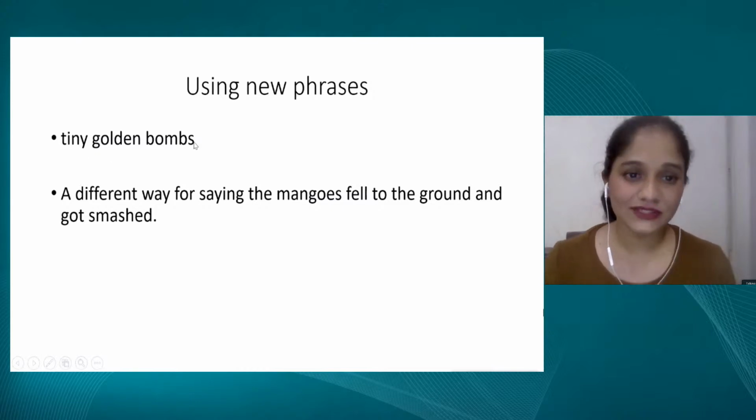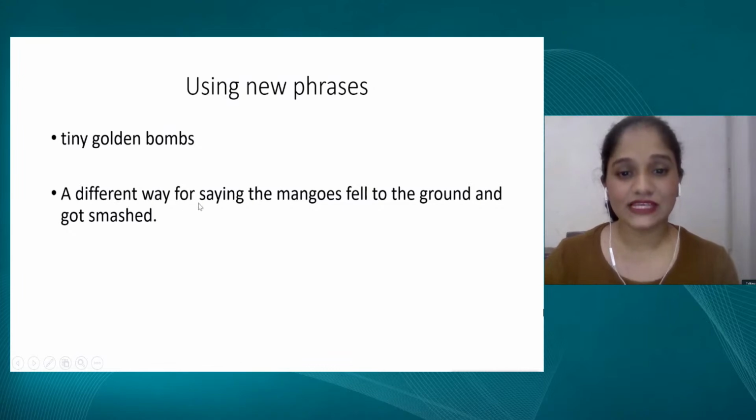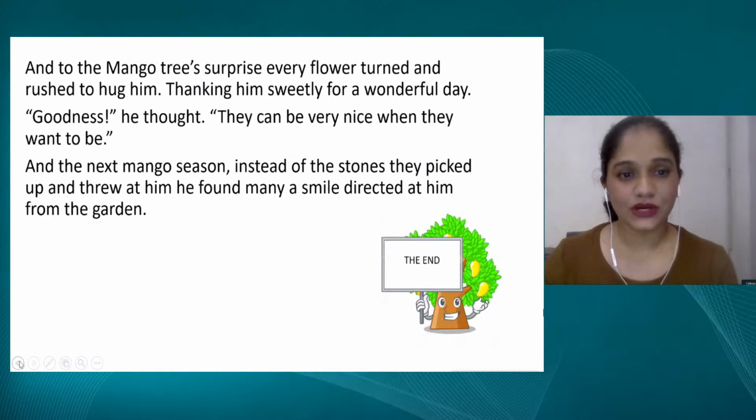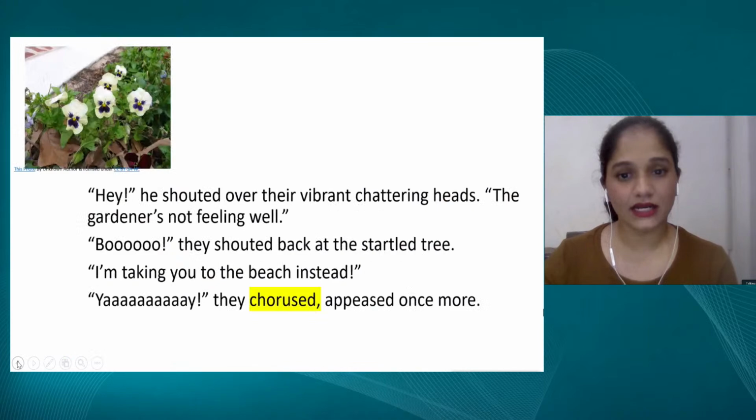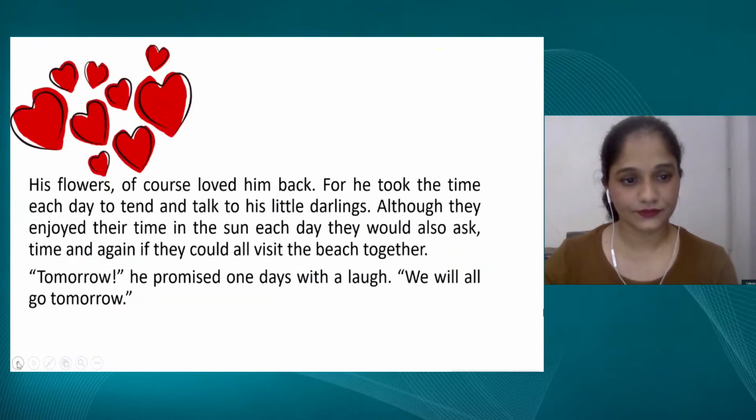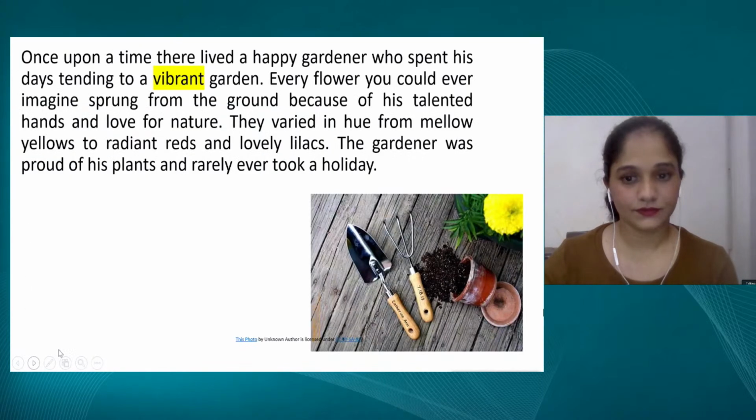Instead of saying the mangoes exploded on the ground, you say that they were like tiny golden bombs falling down from the tree. A different way for saying the mangoes fell to the ground and got smashed. You can see throughout the story also that there's a couple of places where things are highlighted. You can see here, and another important thing about learning vocabulary from a story also.